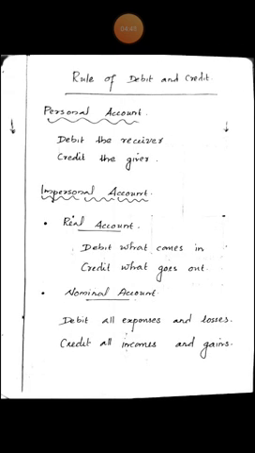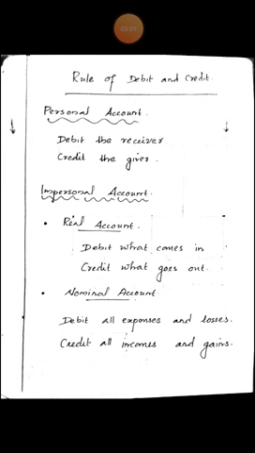Rule of debit and credit under the traditional approach. Rule for personal account: debit the receiver, credit the giver.